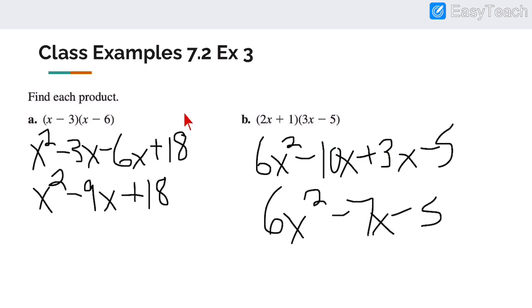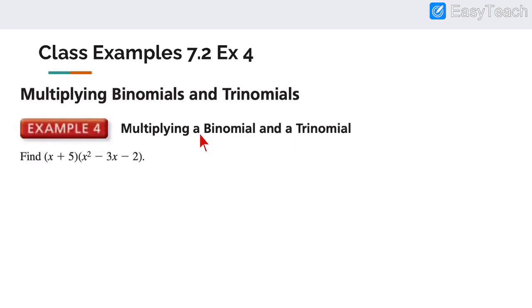So that's a lot of multiplying binomials. That was 5 practice problems. Now we're going to look into a binomial times a trinomial. And this binomial times trinomial, we're going to do the exact same thing. We're just going to distribute the first piece. Now instead of it going to just 2 pieces, because it's a trinomial, it's going to go to all 3 pieces. And then after that, we'll do the 5 times all 3 pieces. So this will create a slightly bigger one.